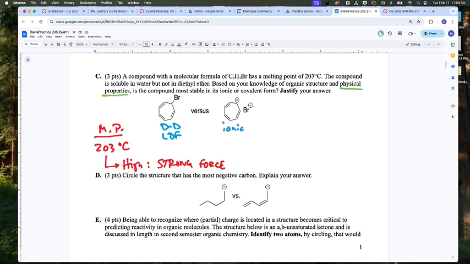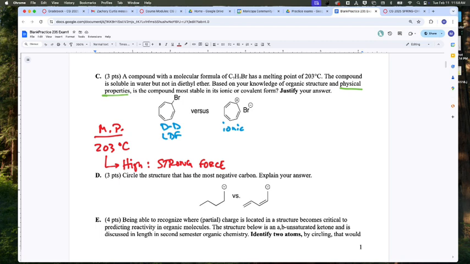It's ionic. How do we know it's ionic? Because there's a cation and an anion. That's with our ions. That's ionic. Okay? Which of those is the stronger force? Ionic. So based off of your melting point, which compound do you think is the correct structure? The ionic one. We have direct evidence that would suggest that that one is correct.